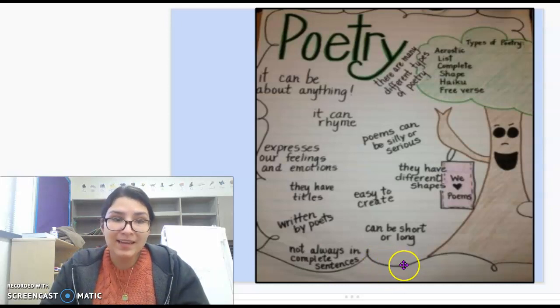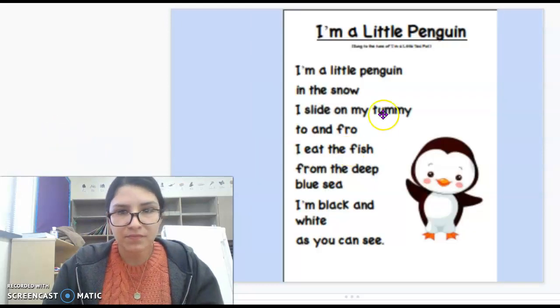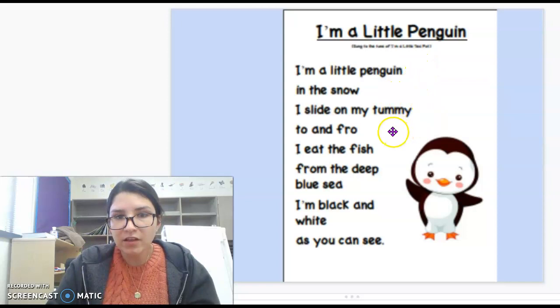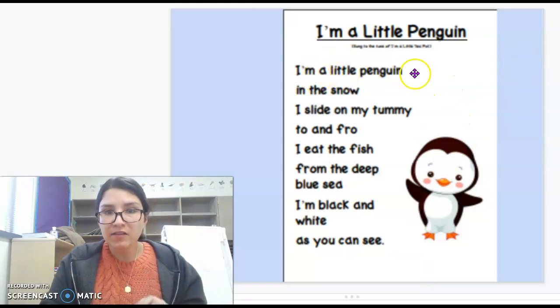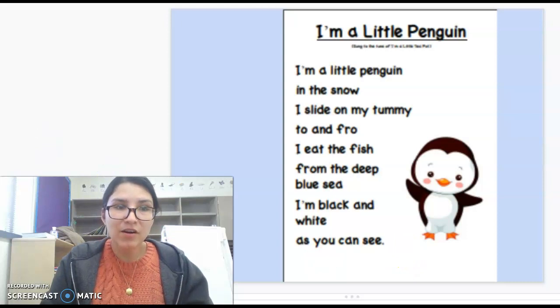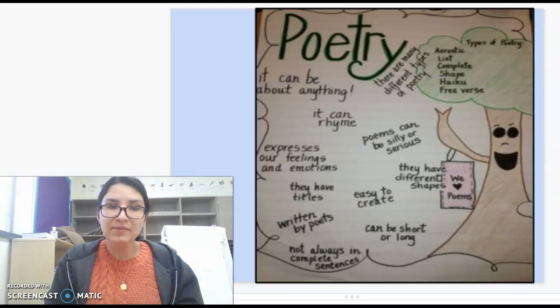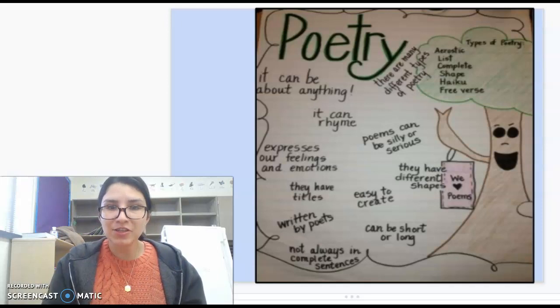Not all poems end in a complete sentence. So let's look at an example. I'm a little penguin. Do you see right here how after each line, there is not a period? Not each line ends in a period. This whole big thing right here has one period at the end. So not every poem ends with a complete sentence. Sometimes at the end of the line, there will be a period, and sometimes there won't be, like in the example I just showed you.